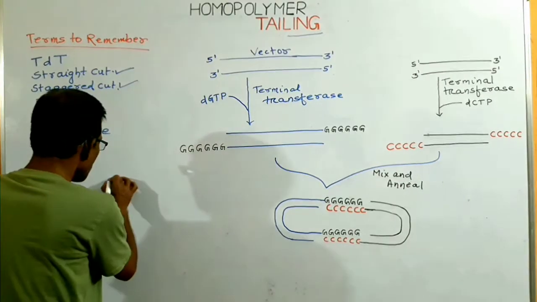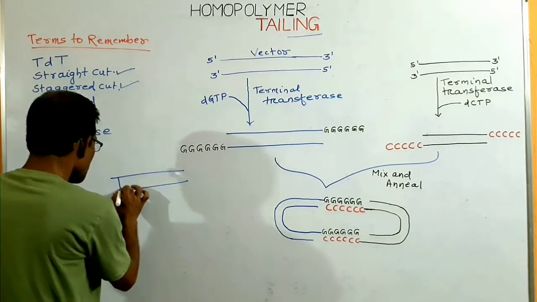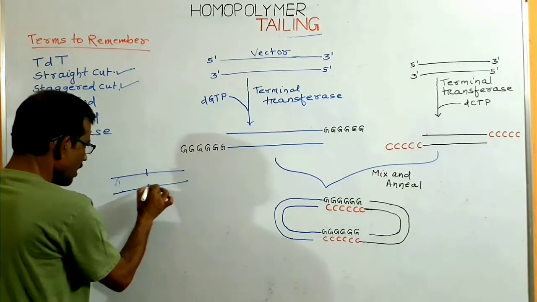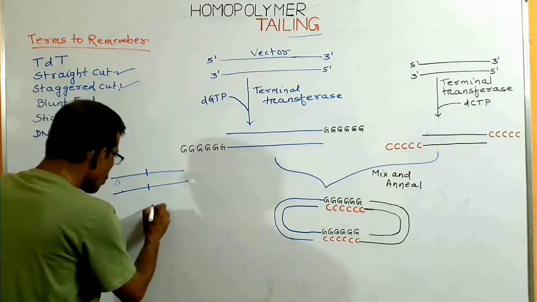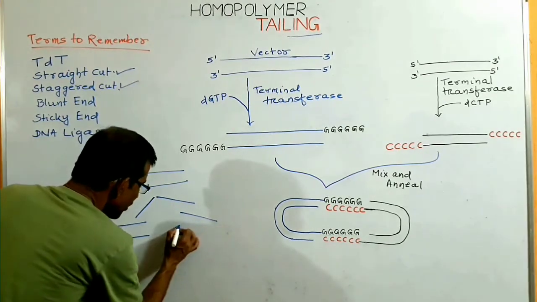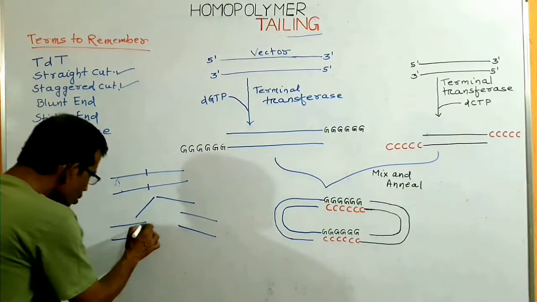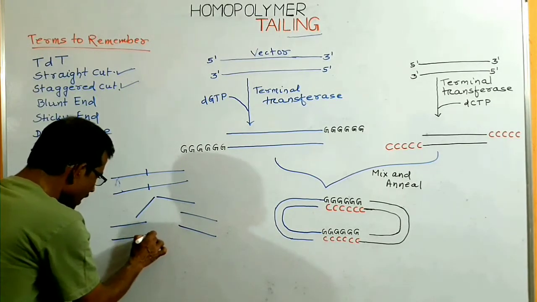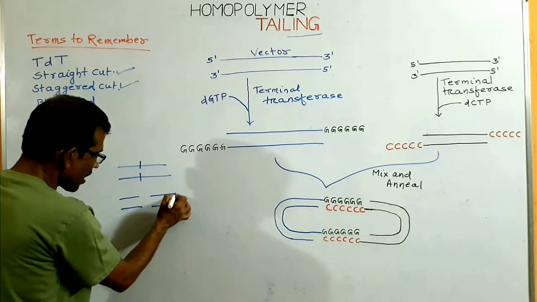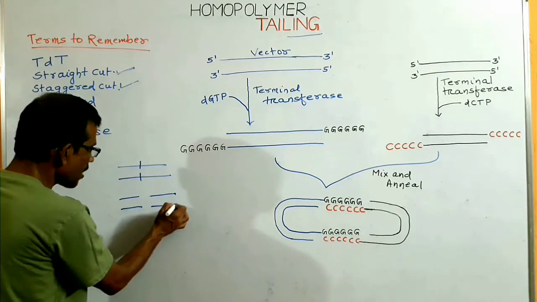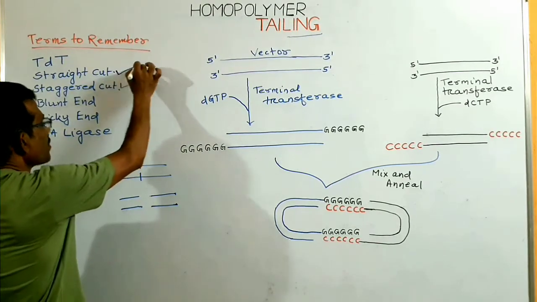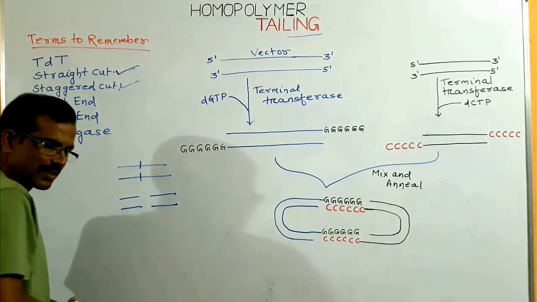What is a straight cut? If both the strands of a double-stranded DNA molecule are cleaved at the same position, then we will get two DNA fragments. This is one DNA fragment and this is another DNA fragment. So the ends of the strands are at the same position. There is no single-stranded projection. Such ends are called blunt ends. When the restriction endonuclease makes a straight cut, the ends are blunt.